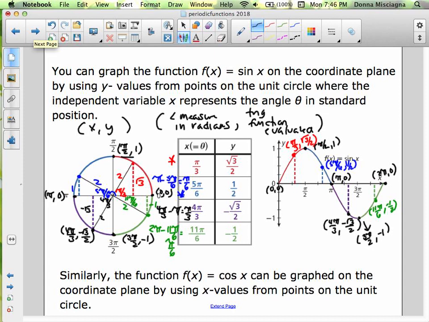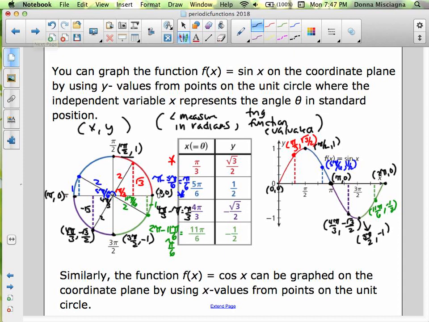If we continue around the circle, we already did 5 pi 6, and we go to 6 pi 6, or pi. Sine is 0 at pi. So pi, 0 right there is a point on the graph of sine, an important one. It's an x-intercept. 0, 0 is an x-intercept. Pi, 0 is an x-intercept.